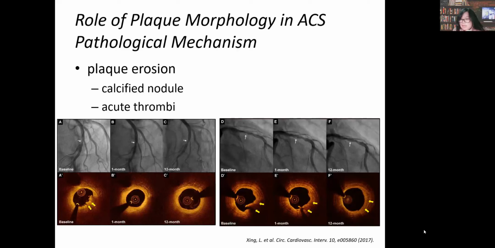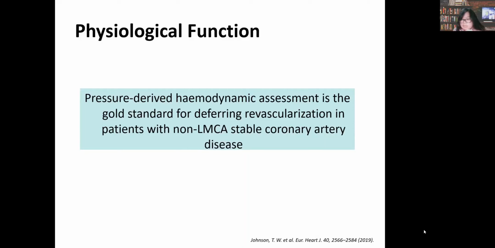An interesting example from an erosion study illustrated that such thrombus can disappear after antithrombotic therapies. OCT showed a progressive decrease in the quantity of thrombus at a follow-up 1 year later. Besides coronary intravascular imaging, we also pay much attention to coronary physiological function, for example, FFR. So far, pressure-derived hemodynamic assessment is the gold standard for deferring revascularization in patients with non-LMCA stable coronary artery disease.